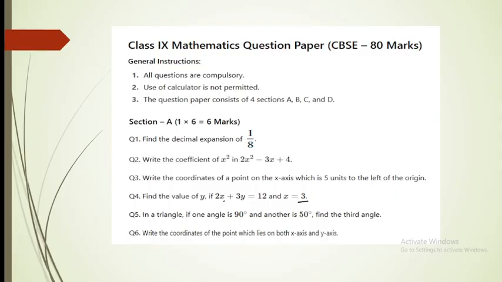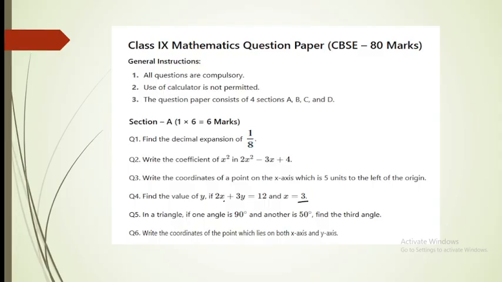So the third angle will be 180. This 90 and 50, if you add them up, add up to 140. So it will be deducted from 180. So the third angle is nothing but 180 minus 140. 40 degrees is the correct answer. Correct answer to this question.